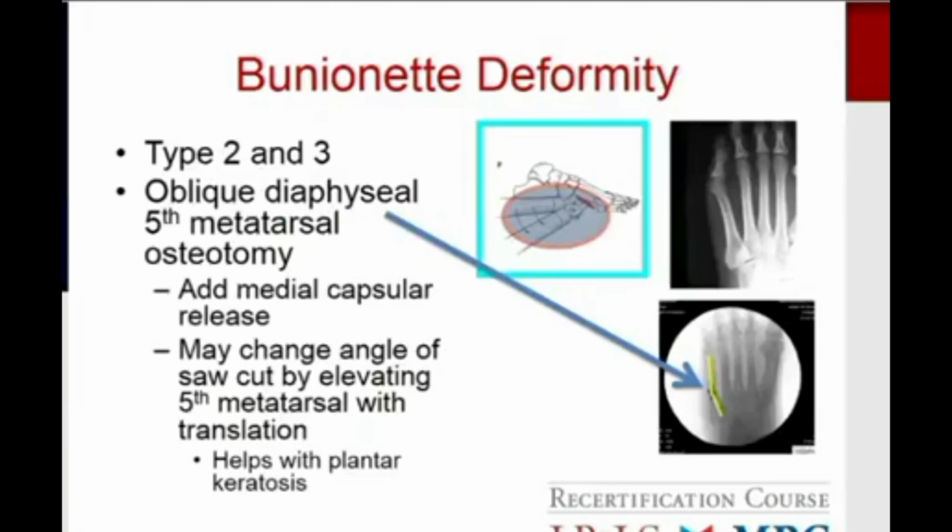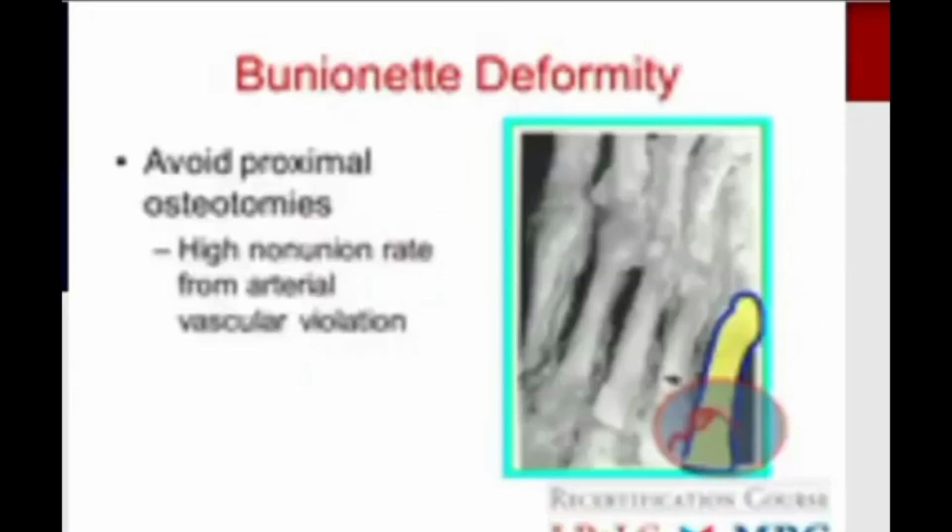We want to go ahead and derotate it. We can change the angle of our blade to lift this up a little bit or plantar flex a little bit, depending on the position of the fifth metatarsal, but it allows us to truly decompress that surface, done in combination with a medial collateral release to straighten out the toe.